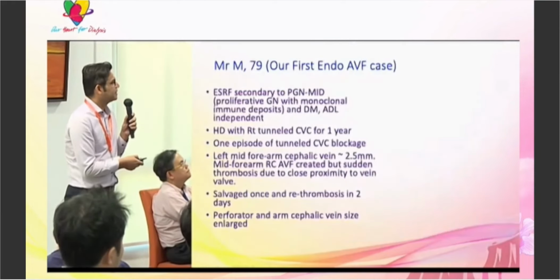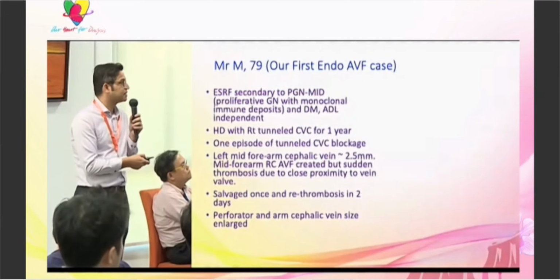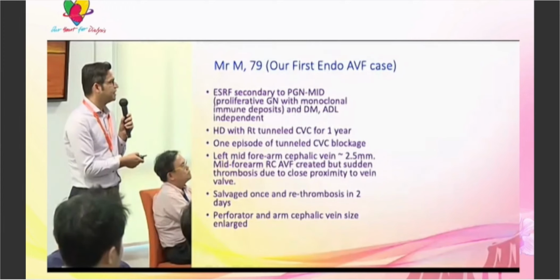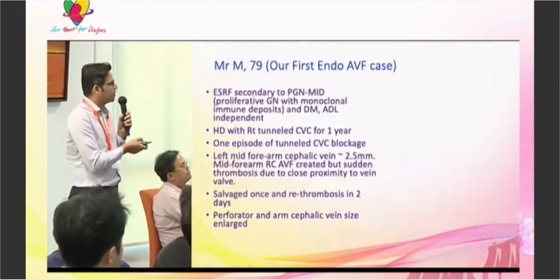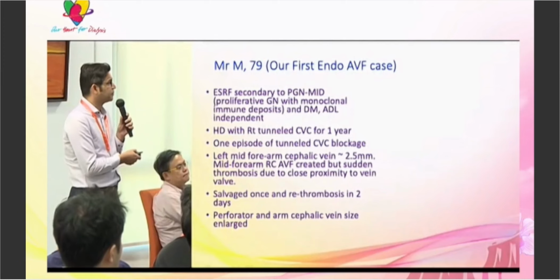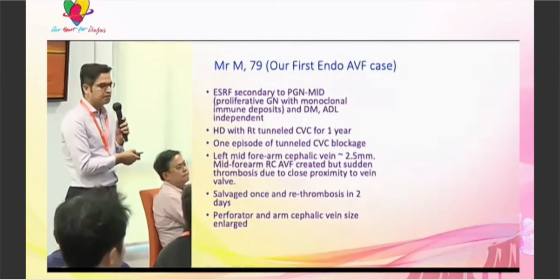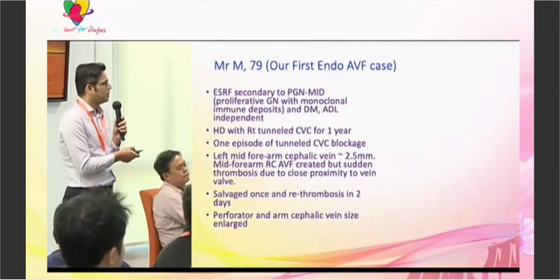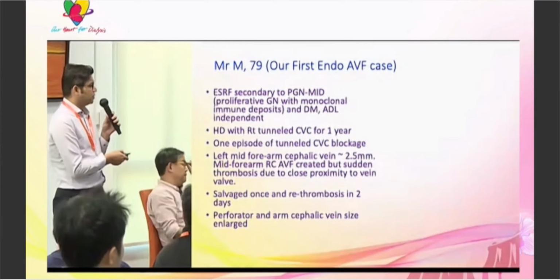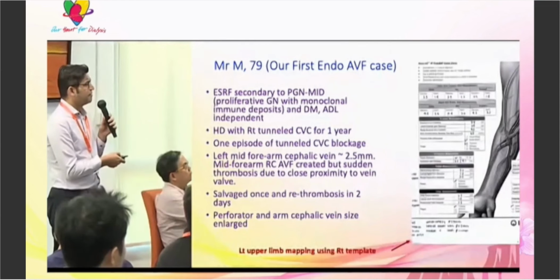So this is our very first case, an endo-AVF, which was created using the WavelinQ device. A 79-year-old man with end-stage renal failure secondary to proliferative glomerulonephritis. He was on hemodialysis for the last 1 year using a tunneled dialysis catheter. A left mid-forearm AV anastomosis was created, but that did not last long. And so eventually he had vein mapping done.